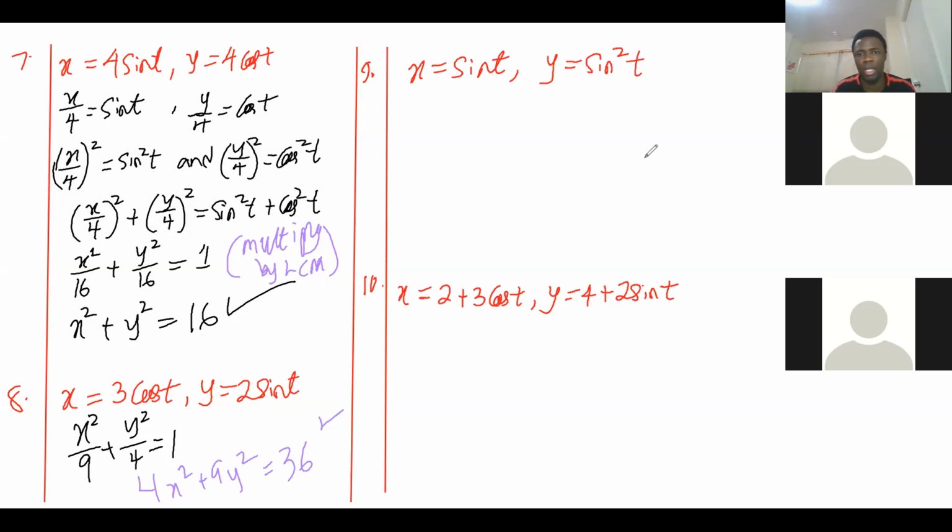Anybody needs help with 9 or 10 or both? Mr. Cheng and Lillian, can you guys try 44 and 45 from the worksheet? 44, 45, 46, just make attempts like extension work.